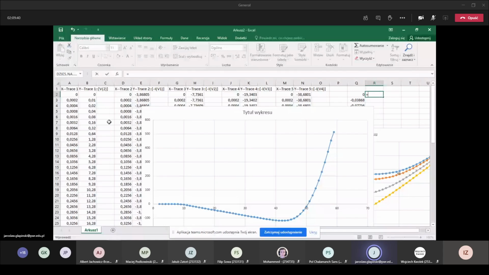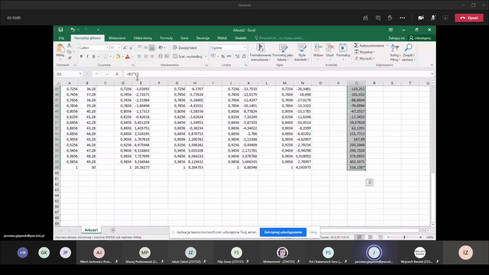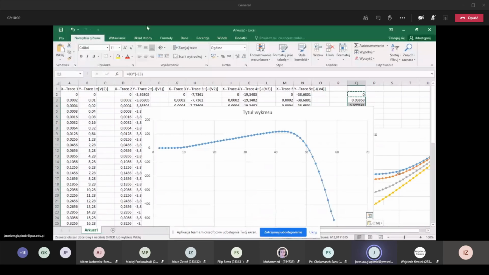here. Maybe I will change to better. Okay, so similar here is equal.